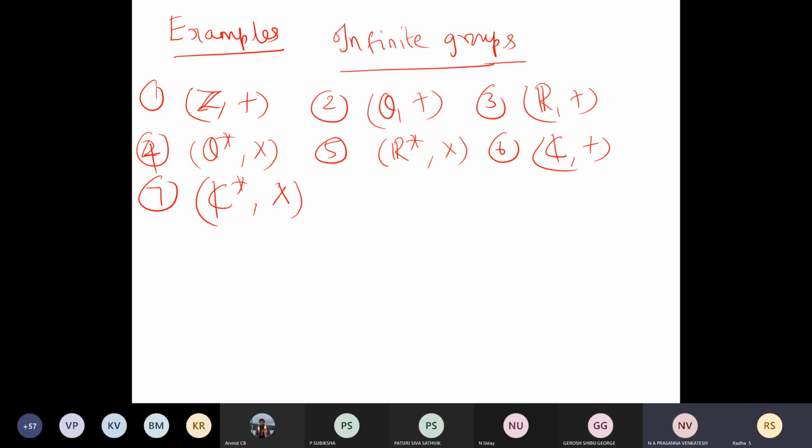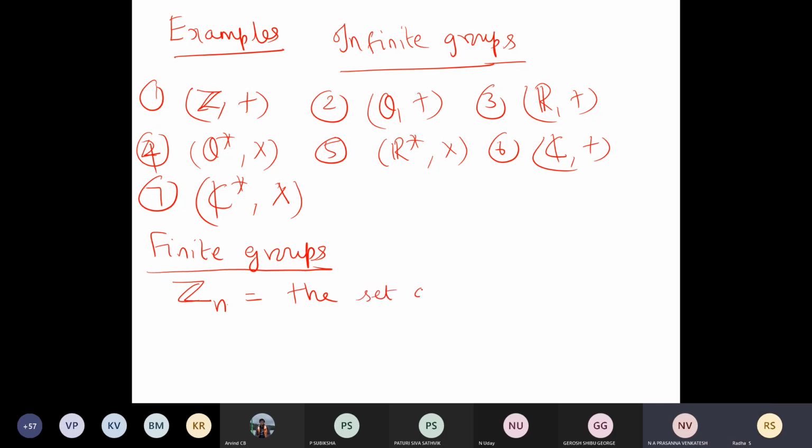Finite groups we are going to see now. So you need to understand finite groups first. Many examples are there. We'll see one by one. First, you need to understand Zn. What is Zn? It's not the usual Z, Zn I'm saying.